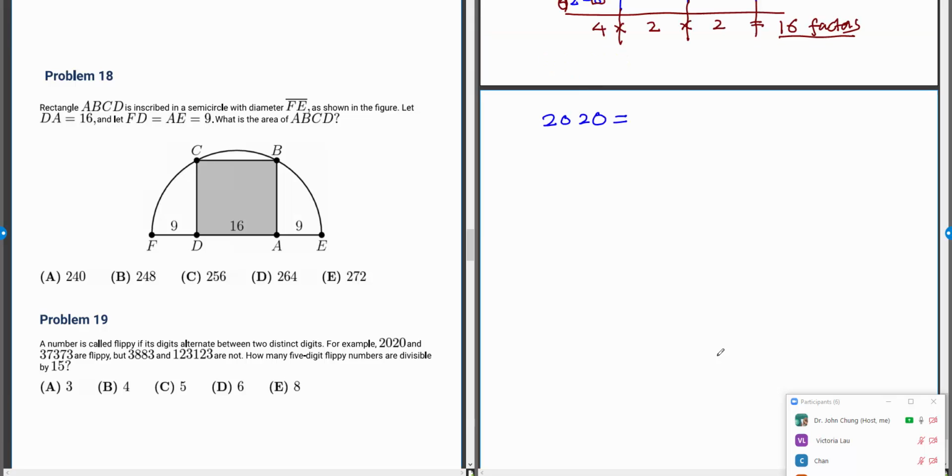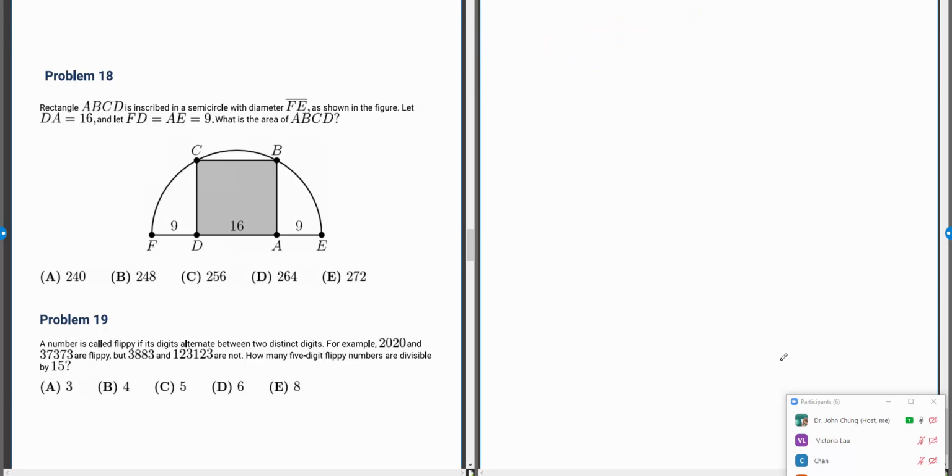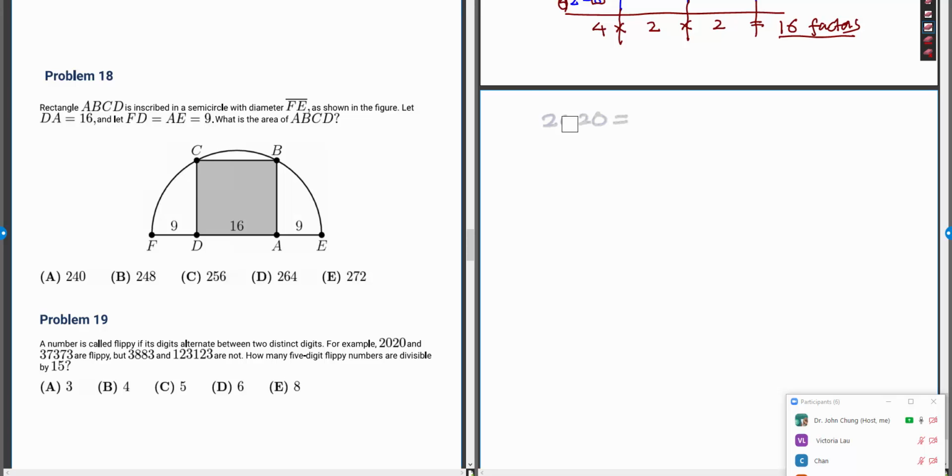Alright, number 18. Not hard, not easy. I'm going to use this diagram. We have a rectangle inscribed in a semicircle. This is a semicircle: the whole thing is a circle, and half of a circle is a semicircle, with diameter EF. Now DA is 16. This length is 16, we already have it here. And on each side there is another 9, because they are exactly symmetric.